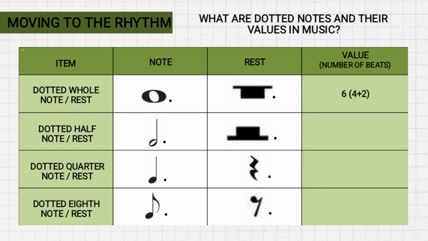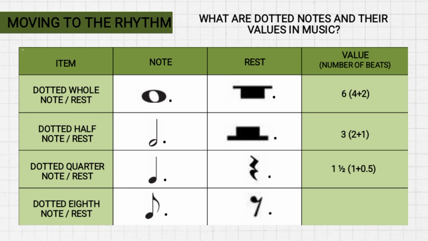So this is a value. The dotted whole note has a value of 6, because 4 plus 2. The value of a whole note is 4, and you're going to make it half, so that is 2. So the value of the dotted whole note here is 6.